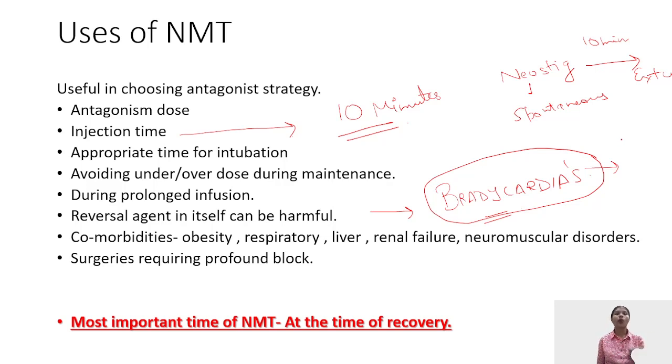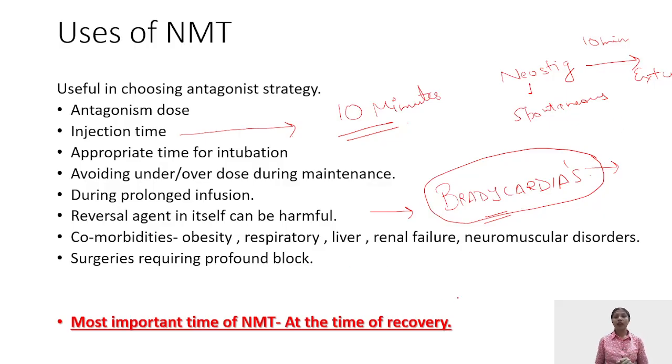Then surgeries requiring profound block, like your ophthalmological surgeries. In these surgeries, even the slightest movement of the patient can lead to grievous injury to the patient. So in such cases, we do neuromuscular monitoring to maintain an intense block of the patient.